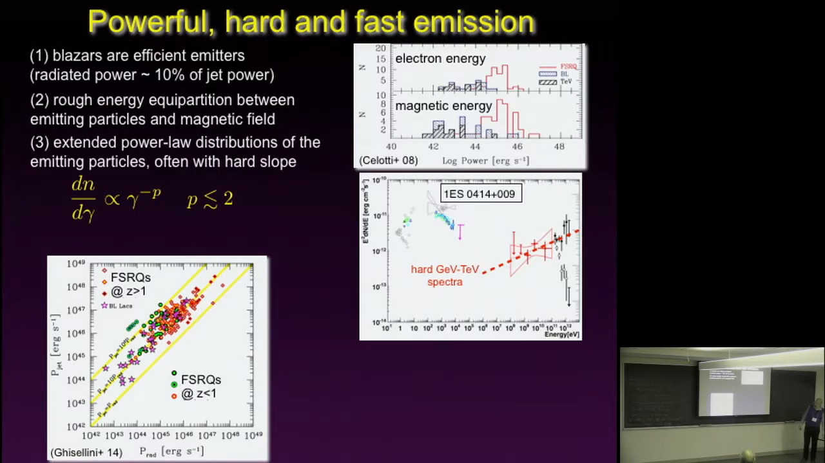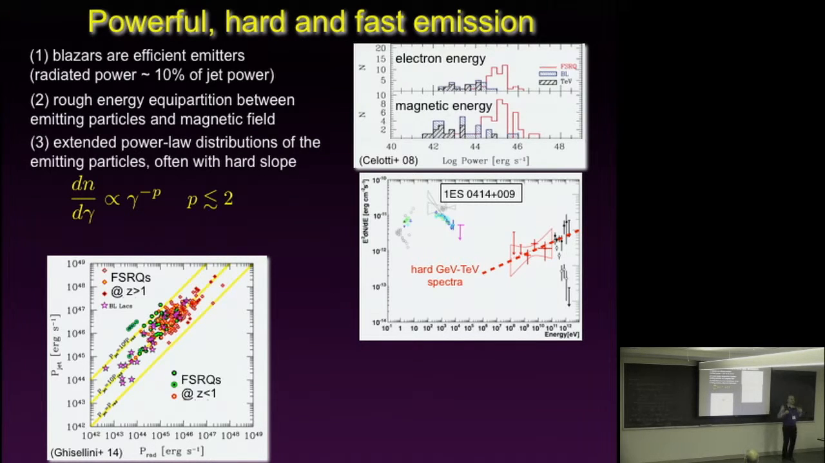The third property is that, as I said, they're characterized by this very broadband distribution of light. This translates into a very broadband distribution of particles. I don't know how much energy is in the magnetic field. So you model the emission, and since you have both bumps, they're coming from the same population of particles. This is giving you an independent handle on how much energy you have in the particles and how much energy you have in the field.